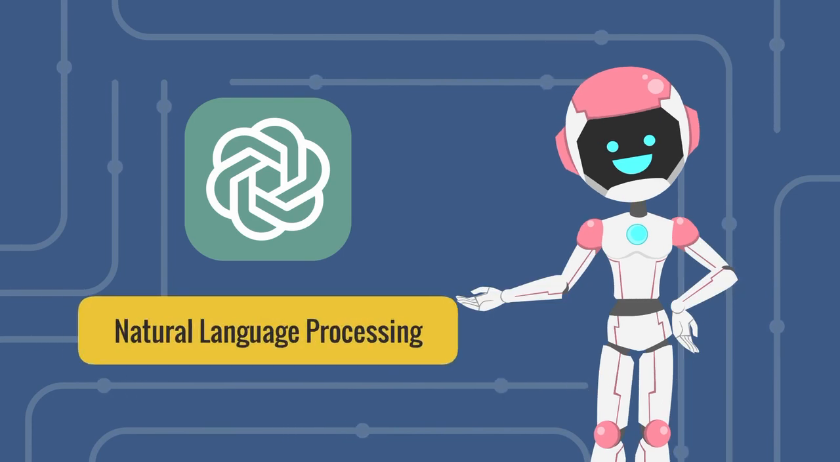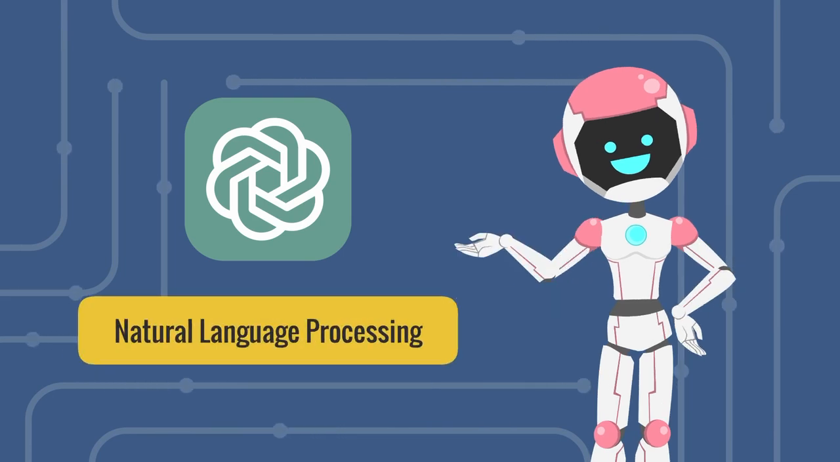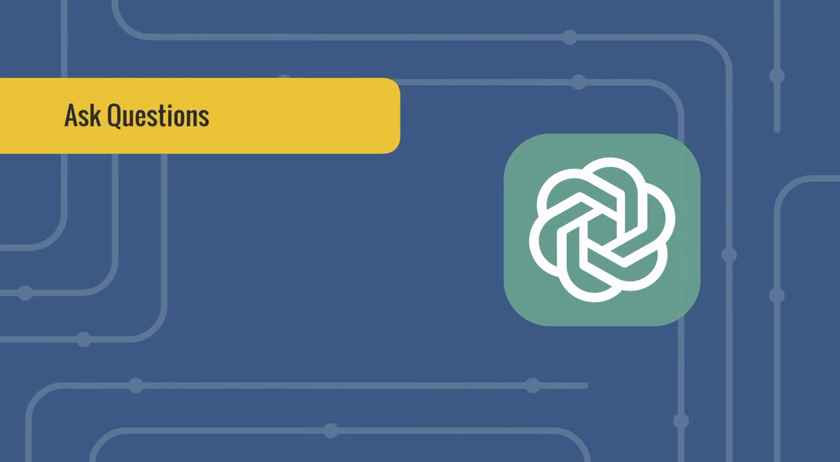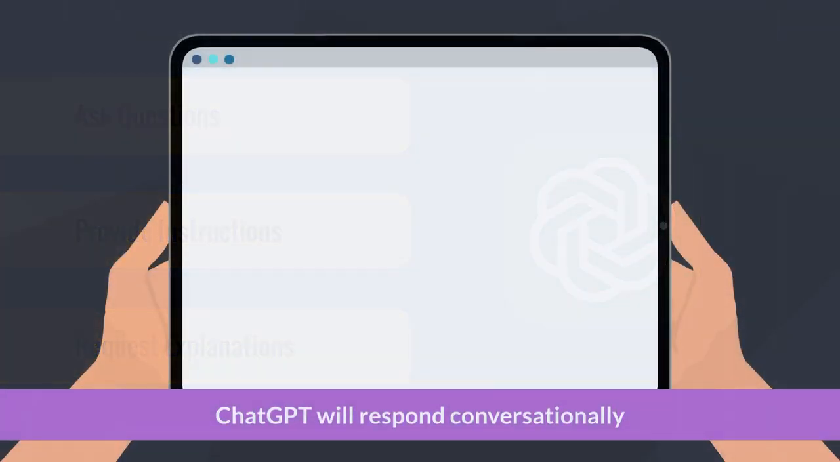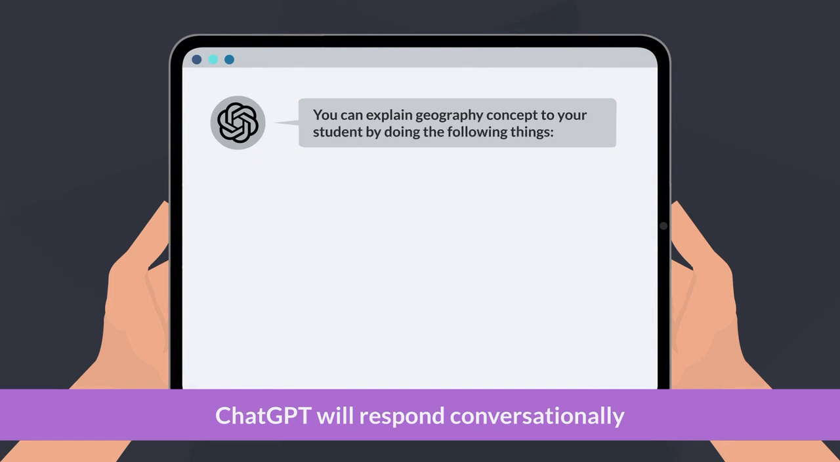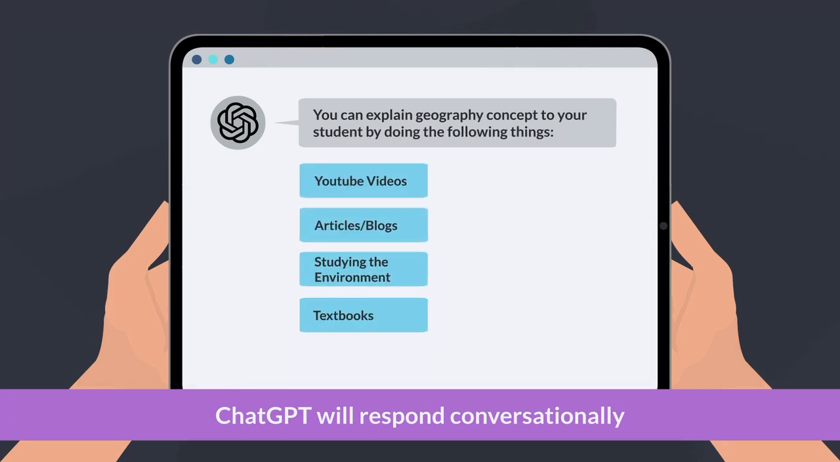ChatGPT is an AI-powered language model that processes natural language. You can ask it questions, provide instructions, or request explanations, and it responds conversationally. It's like having a virtual teaching assistant ready to help anytime.